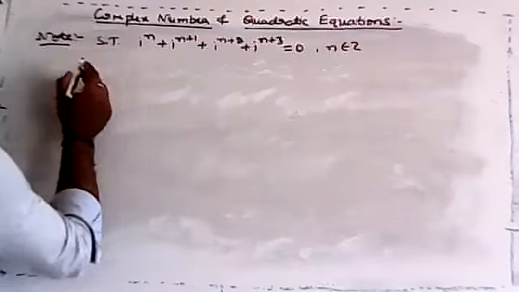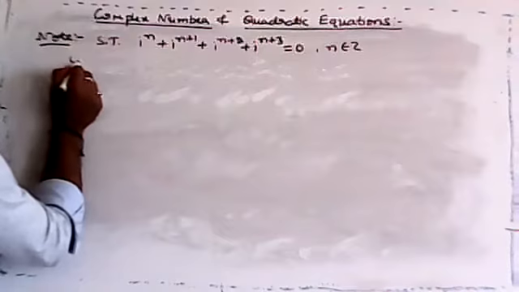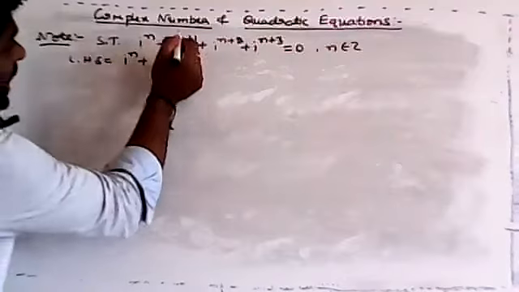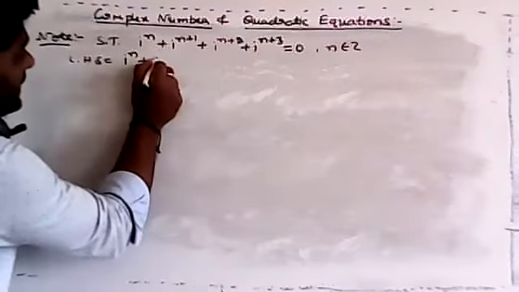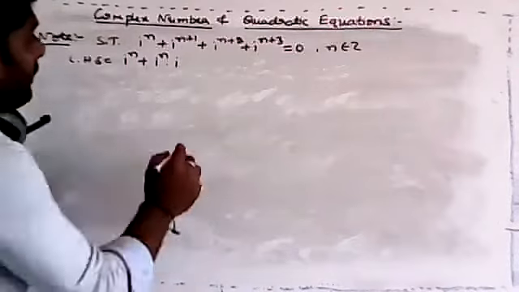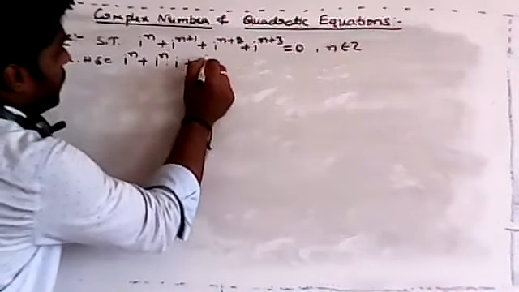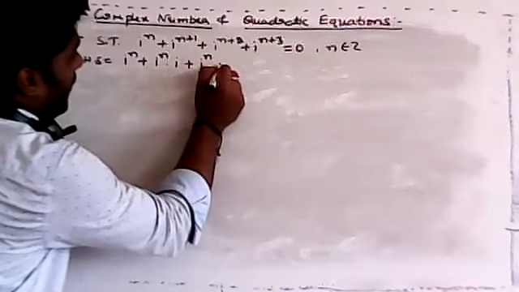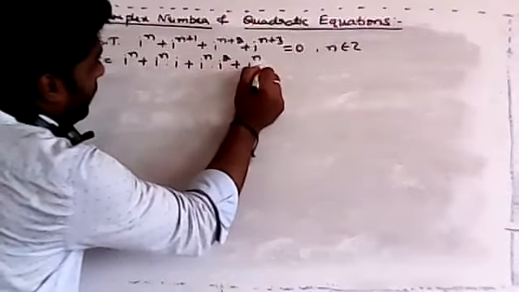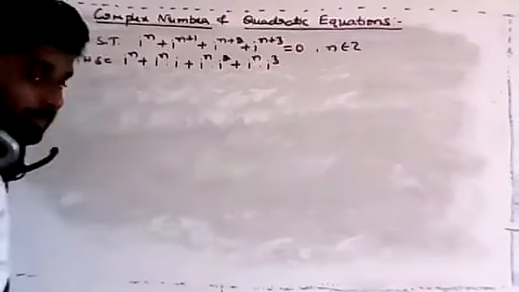Can I apply the laws of indices here? See, LHS side I'm taking. i to the power of n I'm writing as it is, plus i to the power of n plus 1 we can write as i to the power of n into i. Correct? Plus i to the power of n plus 2 we can write as i to the power of n into i square, plus i to the power of n plus 3 we write as i to the power of n into i cube. Correct?